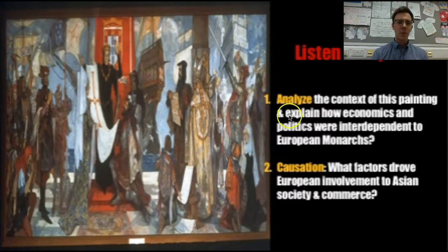So when it comes to the next portion of this question, explain how economics and politics were interdependent to European monarchs, right? How did the two of those correlate with each other? How did they associate, right? And honestly, it's still the same today, right? With economies and politics there's always some sort of alignment, some sort of association between those two.